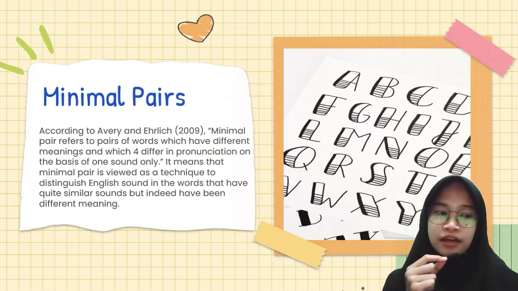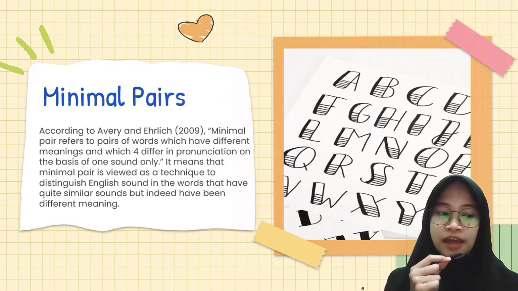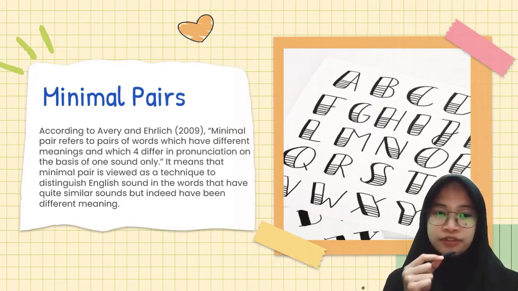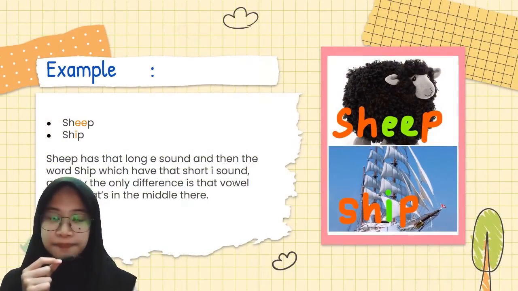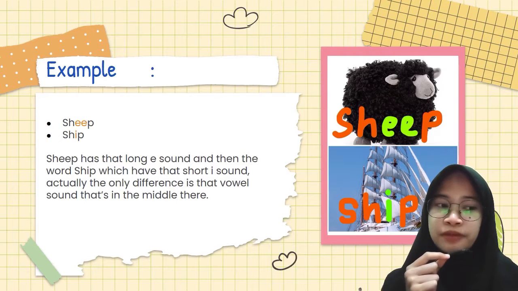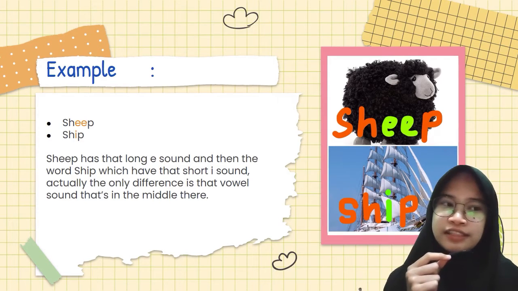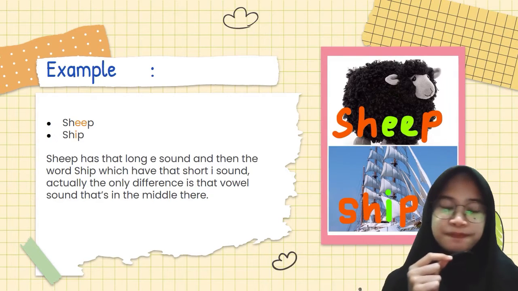Minimal pairs are pairs of words that have one different sound, and that's why they can be confusing, because the words sound very similar. For example, look at these words: sheep and ship. Sheep has that long E sound, and the word ship has that short I sound. Actually, the only difference is the vowel sound in the middle there.